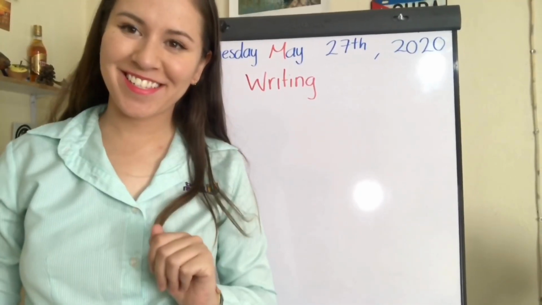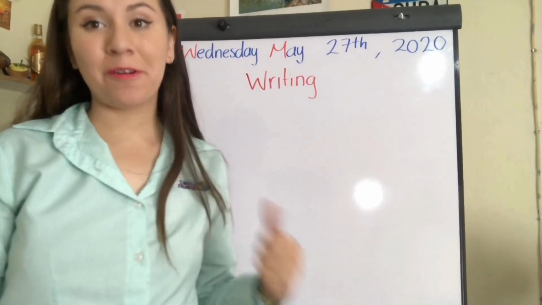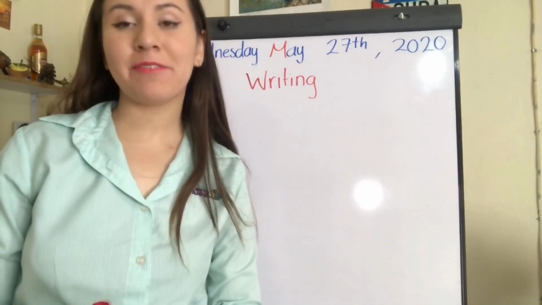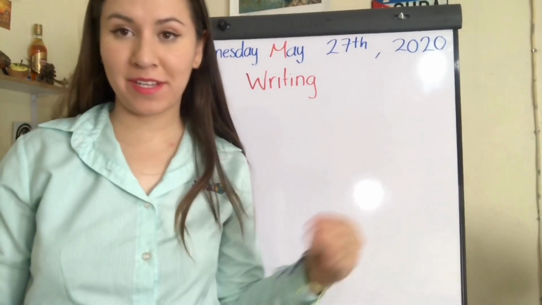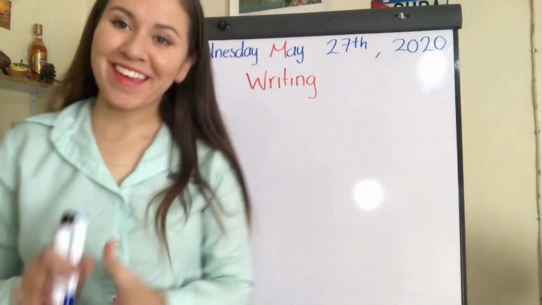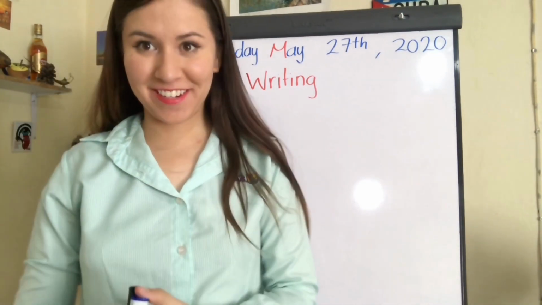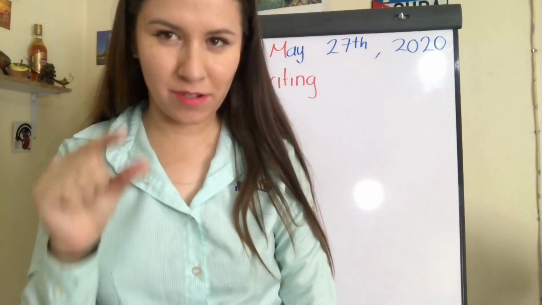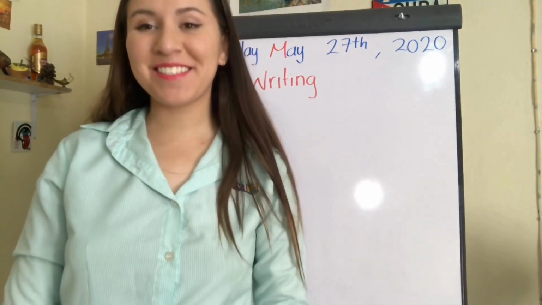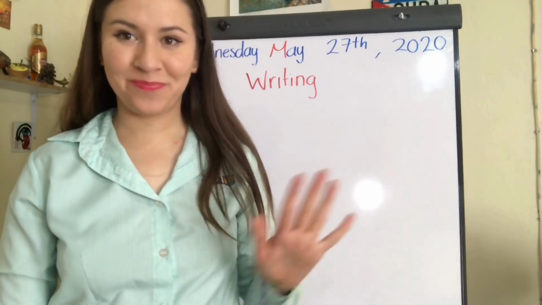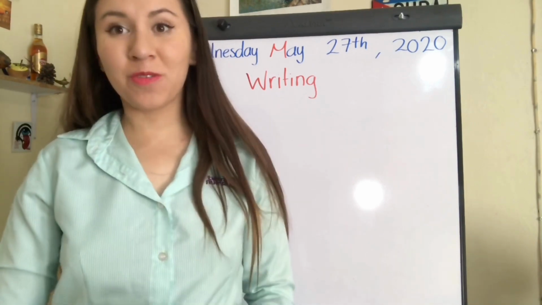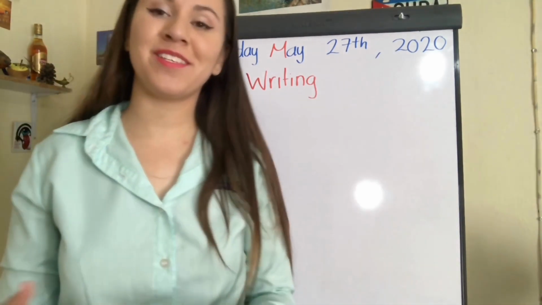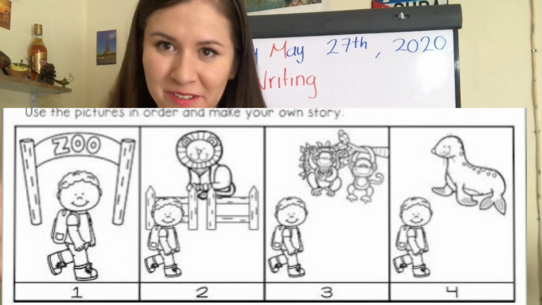Again, students, this class is about writing, and the objective of today is to follow the sequence of the events. So today you're gonna write a story. It's gonna be a short story, okay? This story is about the zoo. So I ask you to imagine that you are going to the zoo. So now look at this picture.